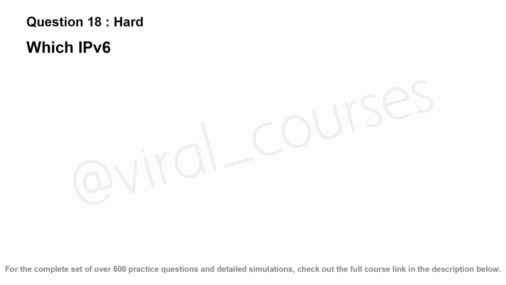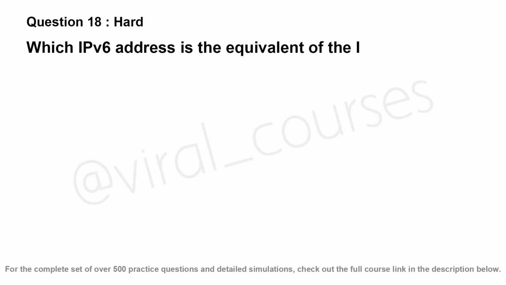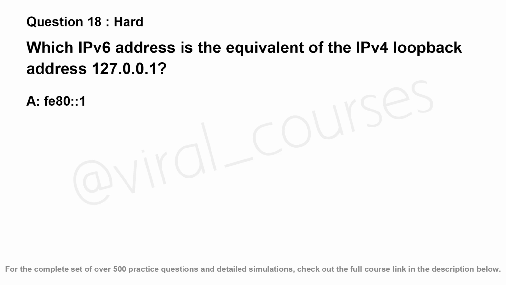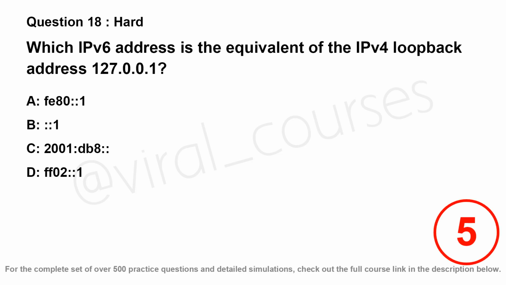Which IPv6 address is the equivalent of the IPv4 loopback address 127.0.0.1? Option A, FE80::1. Option B, ::1. Option C, 2001:DB8. Option D, FF02::1.